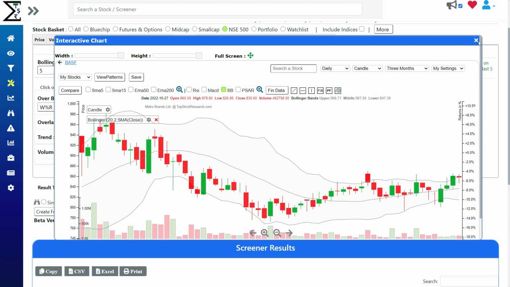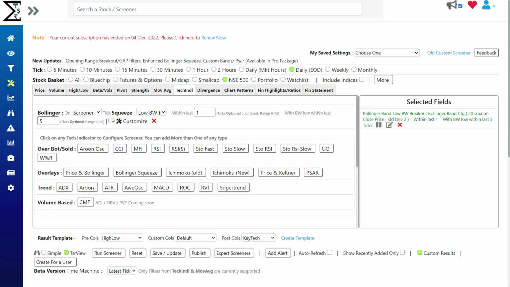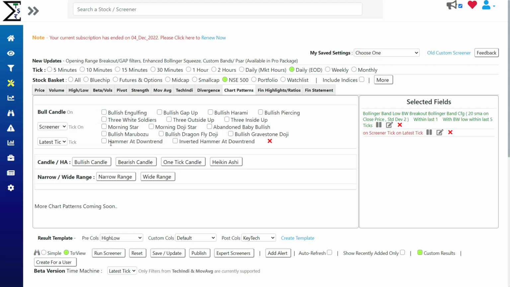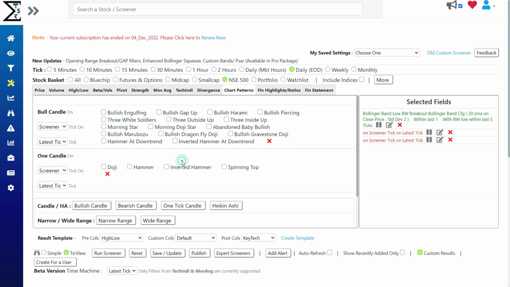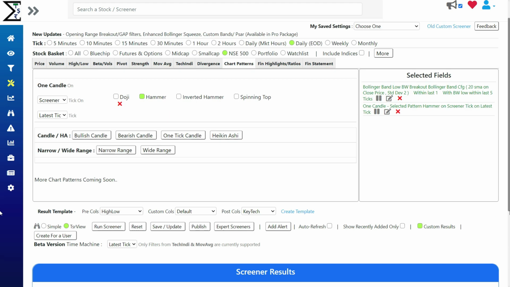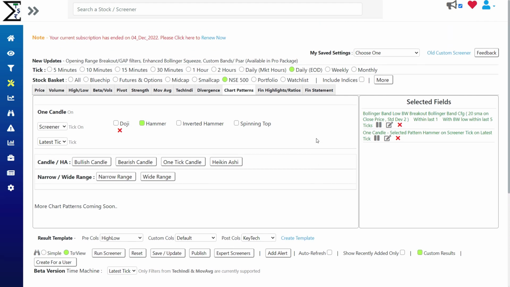Very much, ma'am. So that's what I mentioned. In the DIY screener, you can mix and match multiple different technical indicators, fundamentals, and patterns. In the chart patterns, you have a hammer, the hammer at downtrend, and also a one-candle hammer. So if you mix and match this along with Bollinger Band, you'll get the combination of both. Unfortunately, we couldn't find any today. But the Bollinger Band breakout after a squeeze is itself a rare pattern, and on top of it, if you're getting a hammer, that is even rarer. So you can find it using this software. The very simple answer is yes, you can find a hammer.